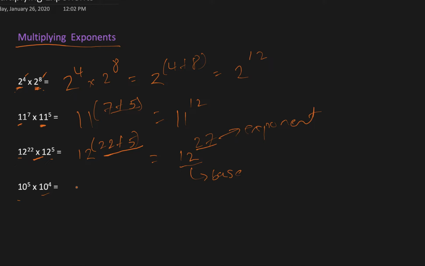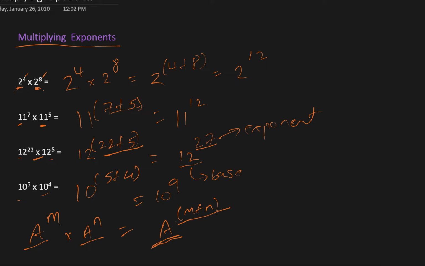Let's do the last example. Base of 10, summing up the exponents. So this would be 10 to the power 9. If I want to simplify this, if we have any expression which is, say, a to the power m times a to the power n, this would be nothing but a to the power m plus n. That's it. So whenever it comes to multiplying exponents, all we have to remember is the base needs to be the same, and we just sum up the exponents.